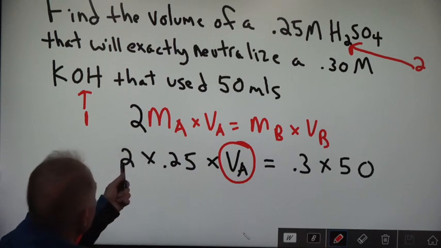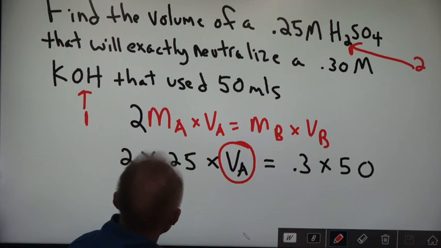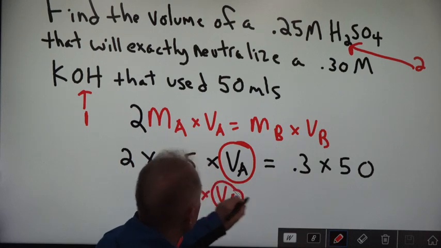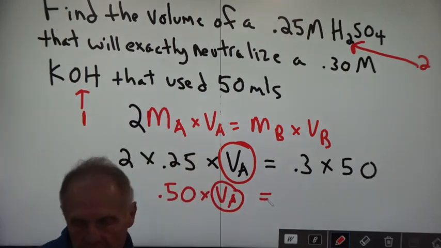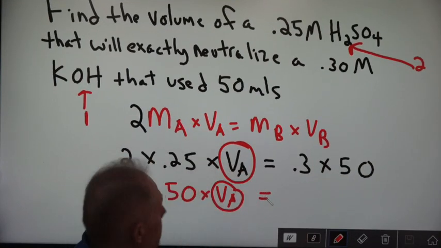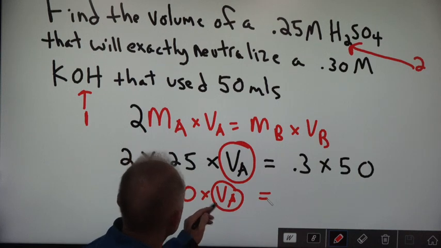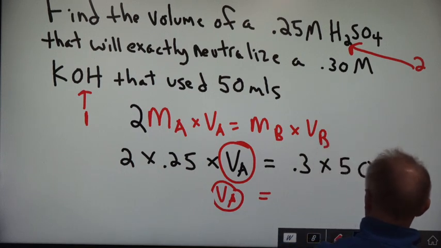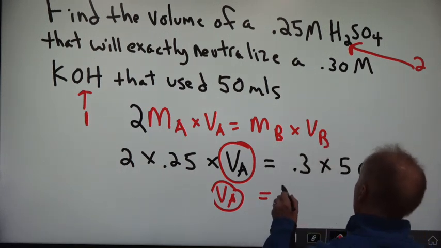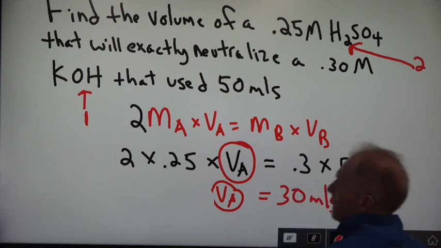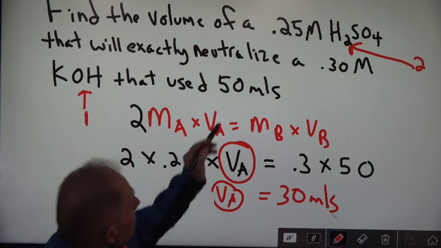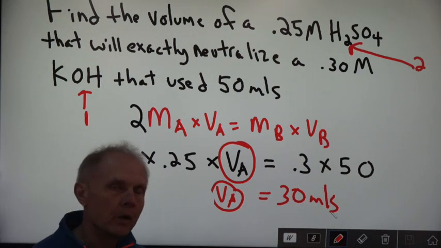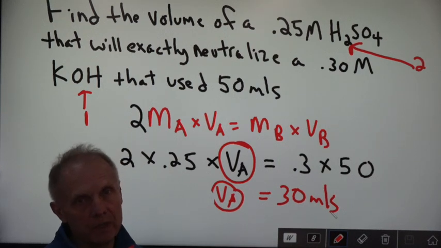So now it will be 2 times 0.25, that's 0.50 times VA equals 0.3 times 50. So once we do all this, the volume of the acid is 30 mils. So please don't forget, you have to check how many H's and how many OH's there are in the titration. If they don't equal each other, you gotta plug that number in.